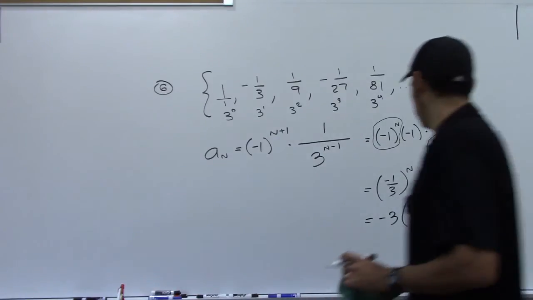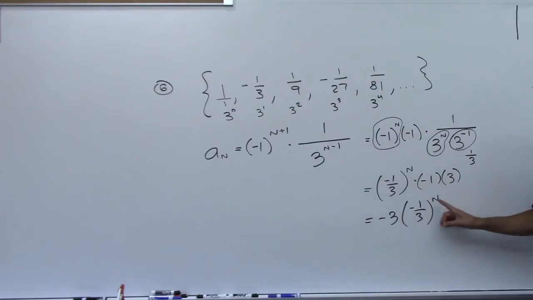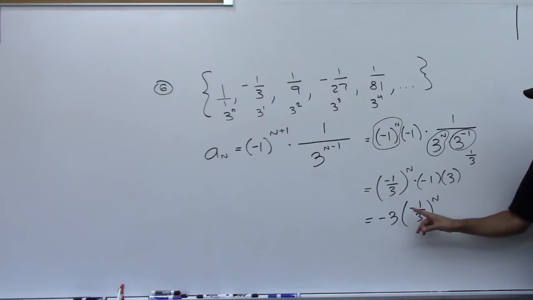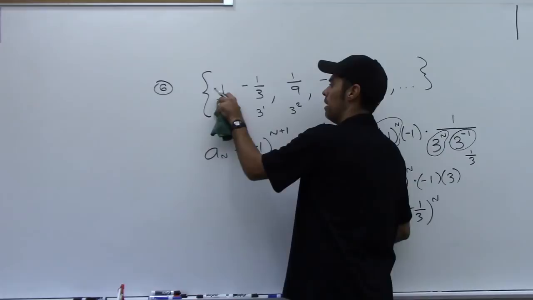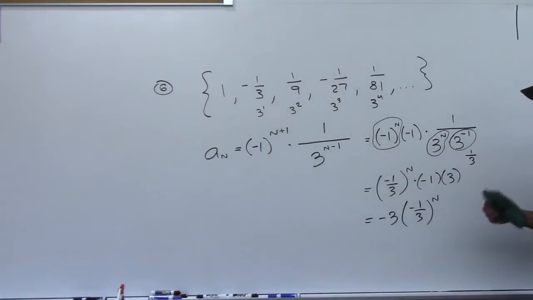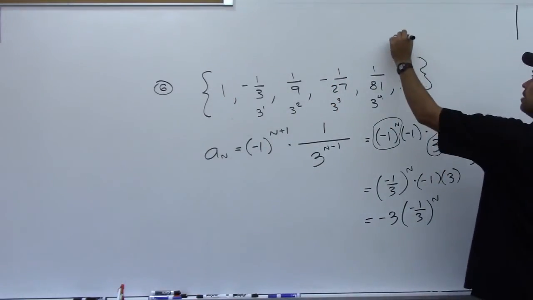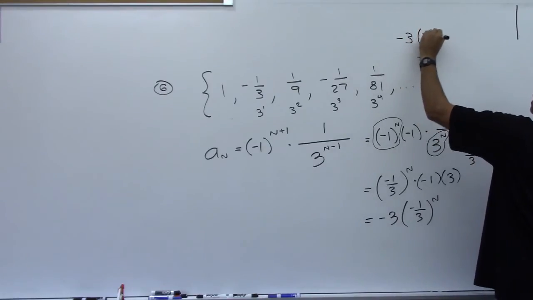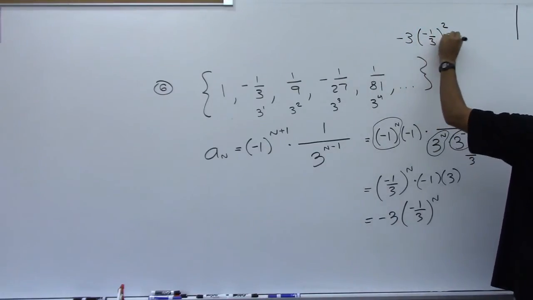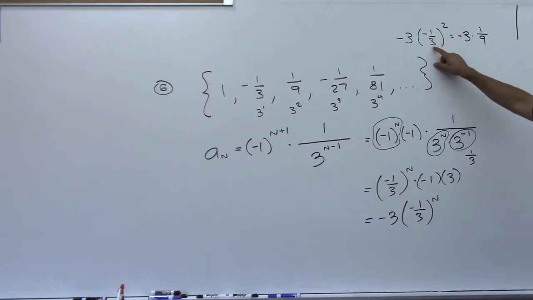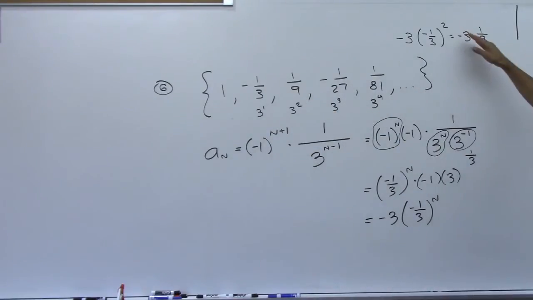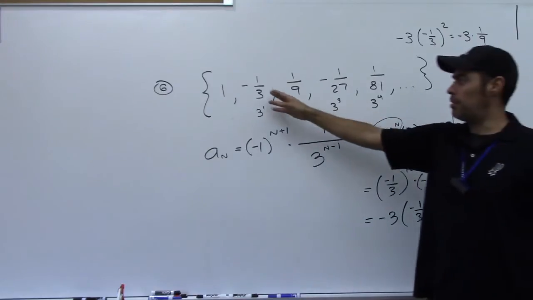Shall we check? If n is 1, you get negative 3 times negative 1/3, which is positive 1, which was our first guy here. If n is 2, we get negative 3 times negative 1/3 squared, which is negative 3 times 1/9. So when you square that, you get 1/9. And then the negative times a positive is negative. That's good. The 3 and the 9 reduce out, and you get the 1/3. So this works.